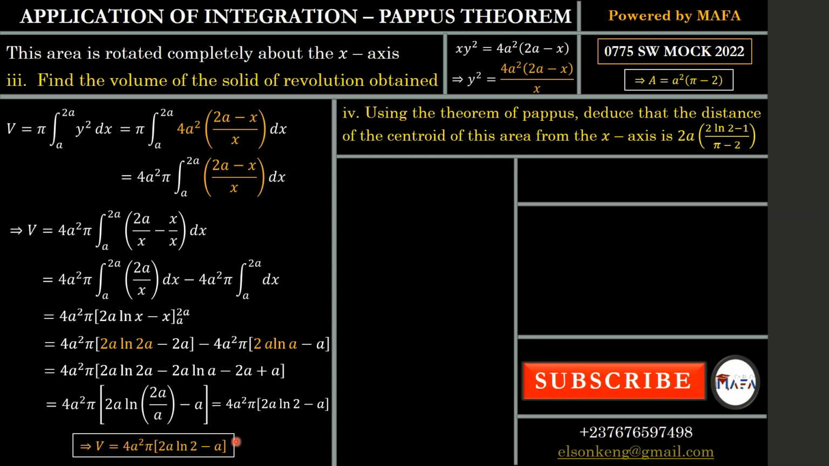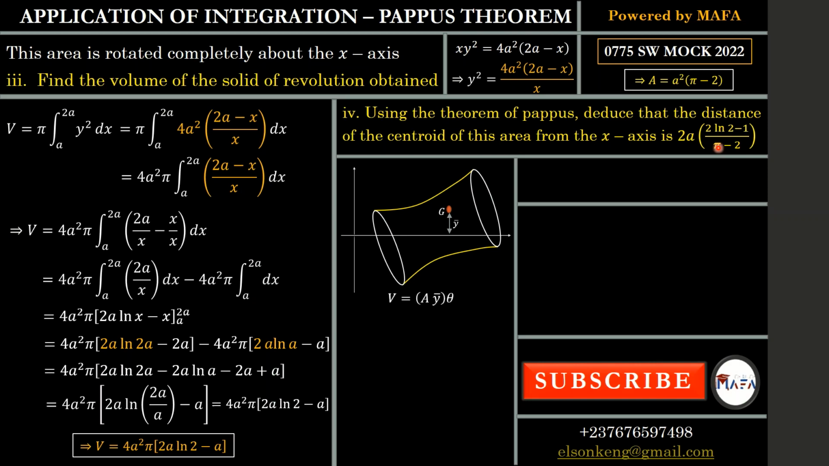Now the last part of the question, which is very interesting, is using the theorem of Pappus to deduce the distance of the centroid of this area from the x-axis. So I'm just going to give you a little representation. If I have a curve and I rotate the curve completely about the x-axis, then the center of mass or the center of gravity of this curve is located at that point. We can call the point G. What we are supposed to find here is the distance of the center of mass from the x-axis. You can call it y bar.